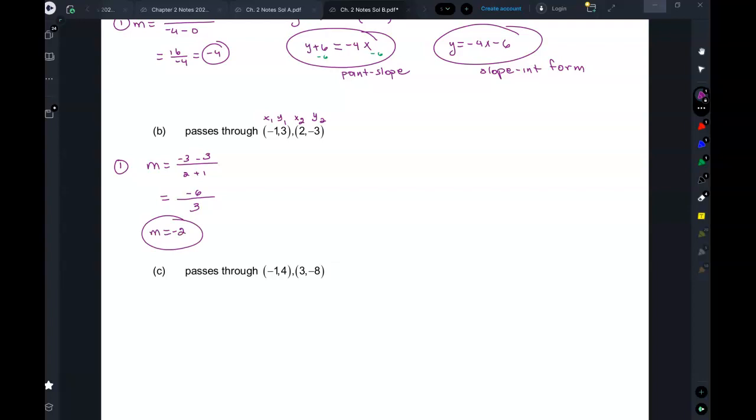Negative 2. All right, now, again, I'm going to give you 10 seconds using this point and that equation that I have on the board, y minus y1 equals m times x minus x1. Go ahead and write the point slope form. On your mark, get set, go.